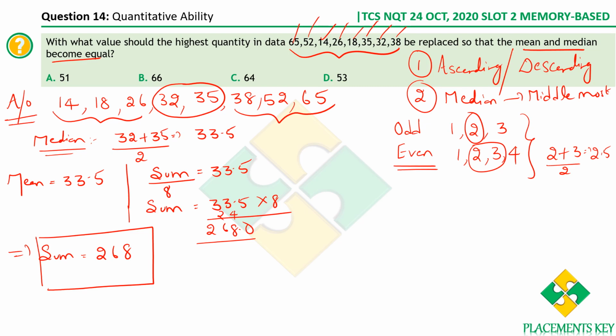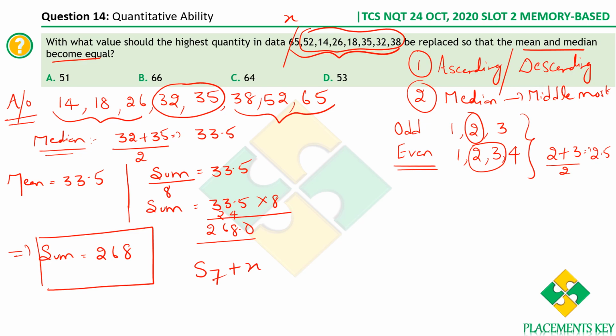We are expected to replace 65. We are supposed to replace 65 with some value x. So what shall we do for that? First let's find the sum of the observations. Let's find the sum of 7 observations. I'll write that here, and then x, because 65 has to be replaced, right?